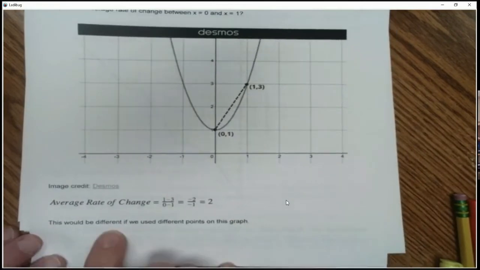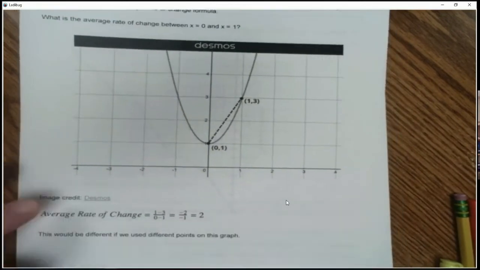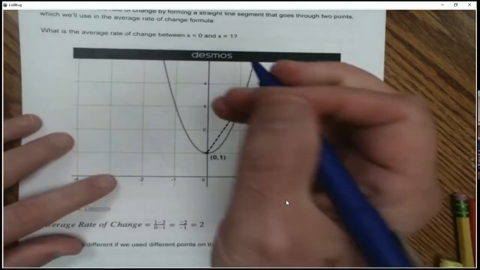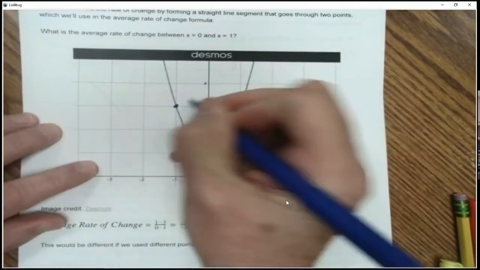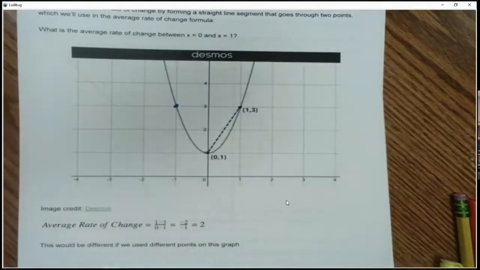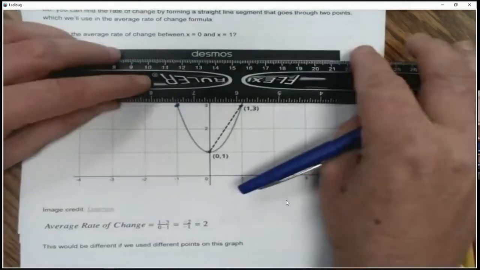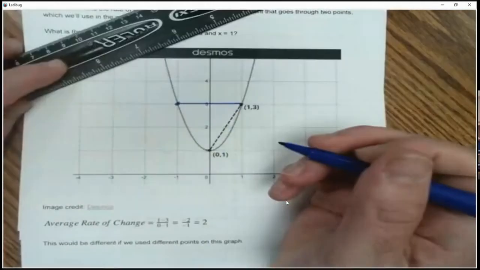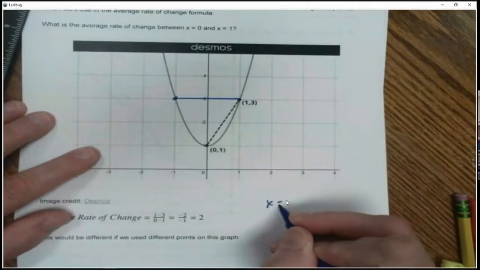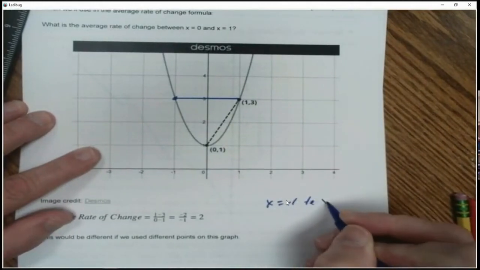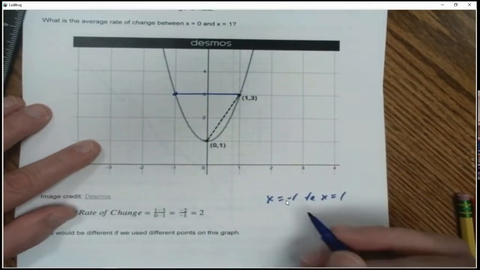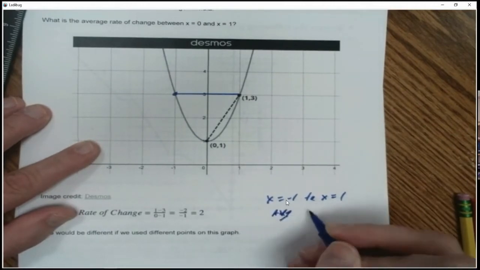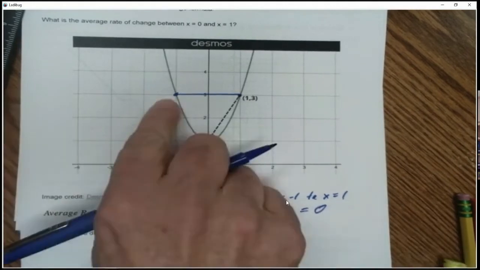So, and this would be different if we use 2 different points. Suddenly it's all very different. In fact, if we chose when x equals negative 1 and when x equals 1, we say, okay, if we draw a straight line, so when x equals negative 1 to x equals 1, our average rate of change is 0.